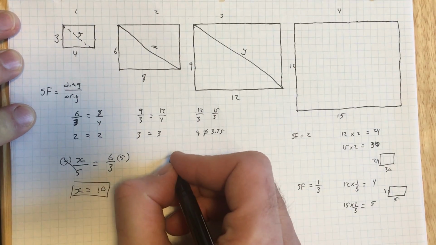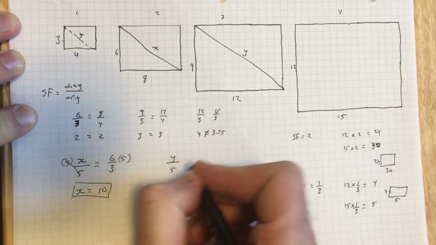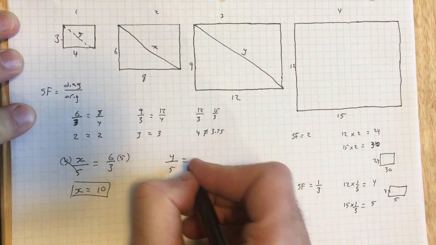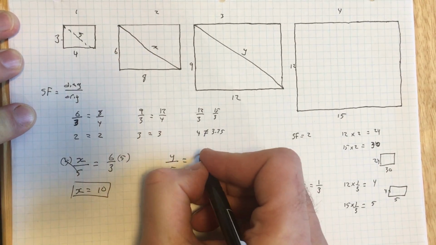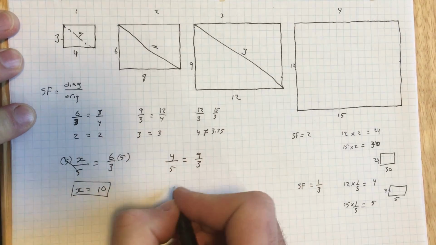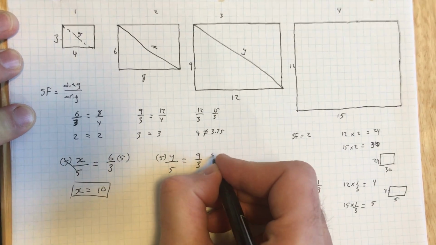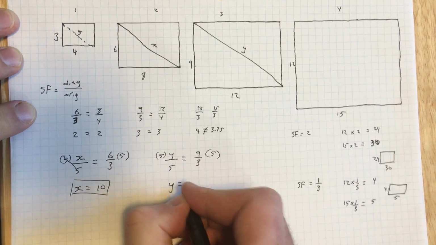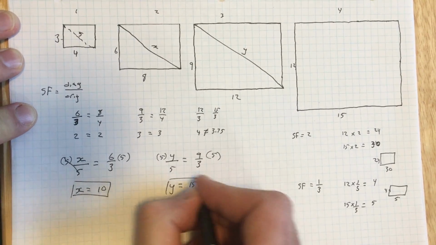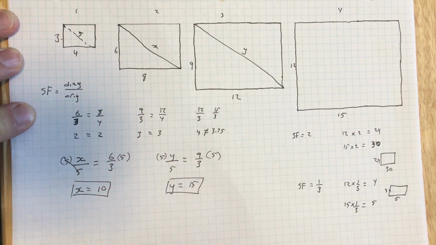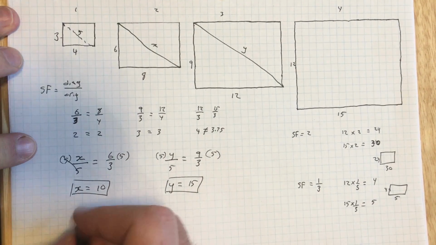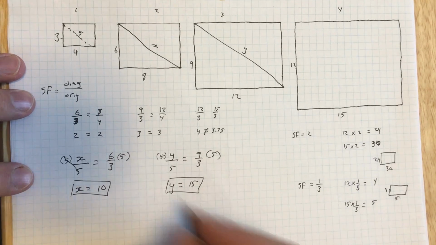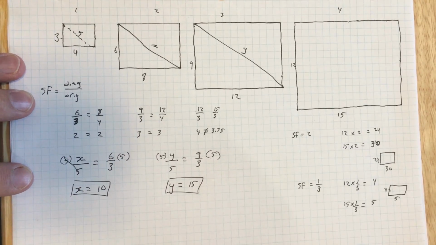I do the same thing here. y over 5 is equal to 9 over 3. And so again, multiply by 5, and I end up with y is equal to 15 here. So this is how we're using proportions. When we set up proportions, what we want over what we have, and then using a full proportion that we already have there.